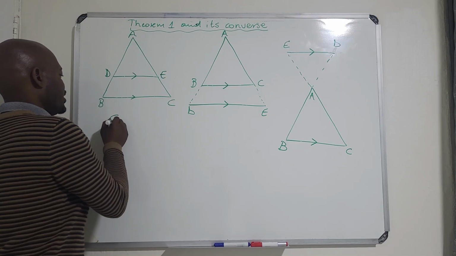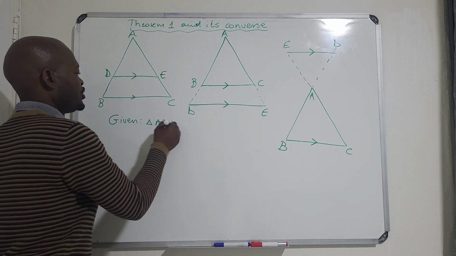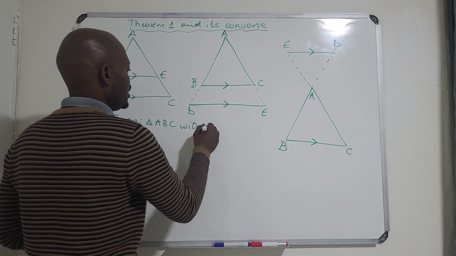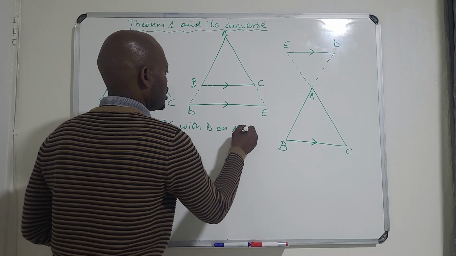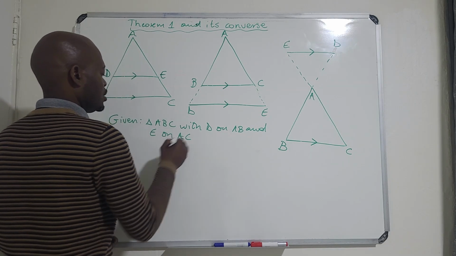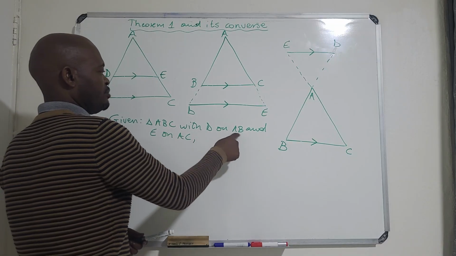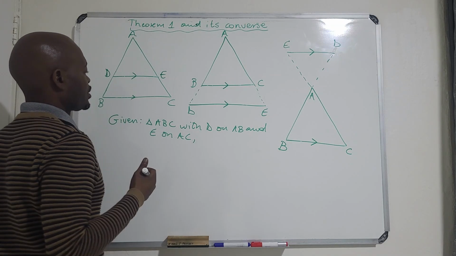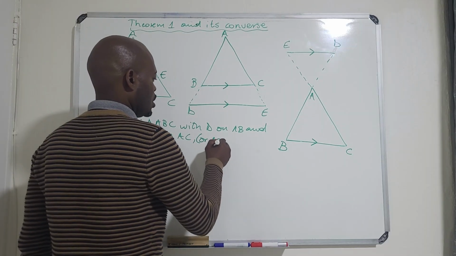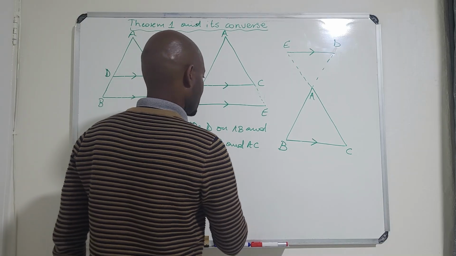Now, we start with the given: triangle ABC with D on AB and E on AC, or AB and AC produced.